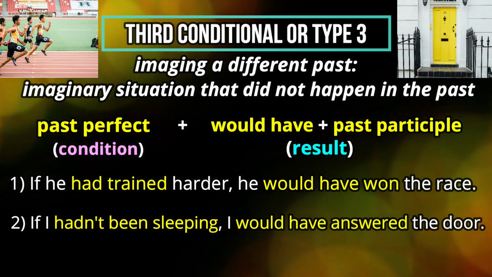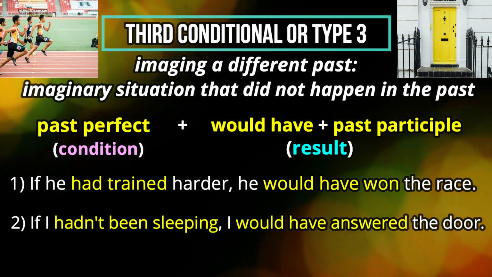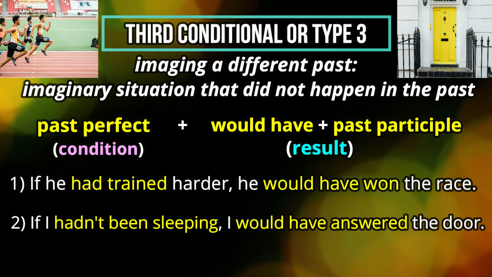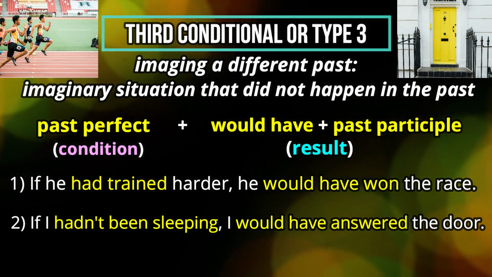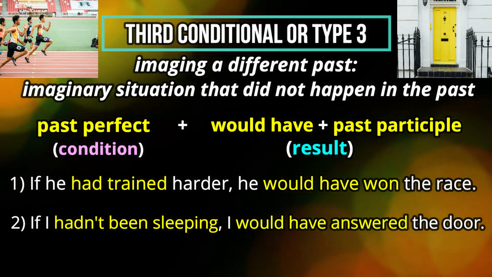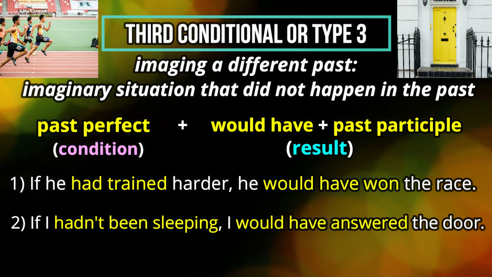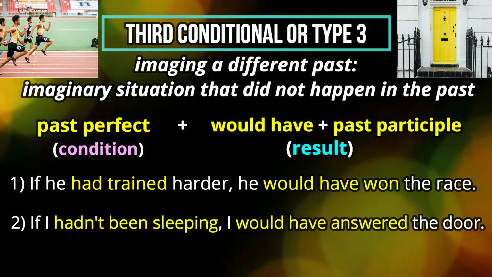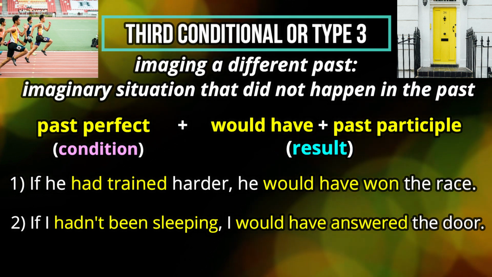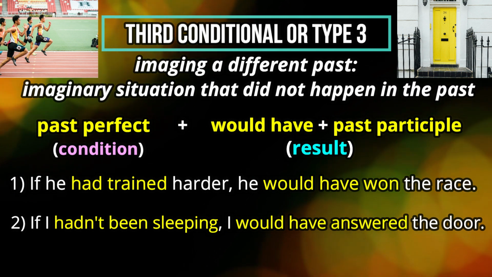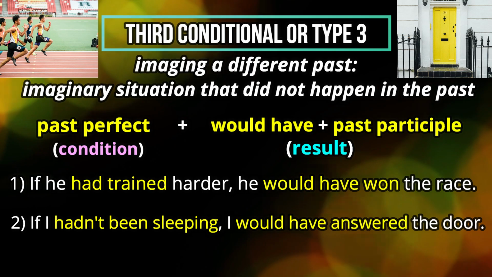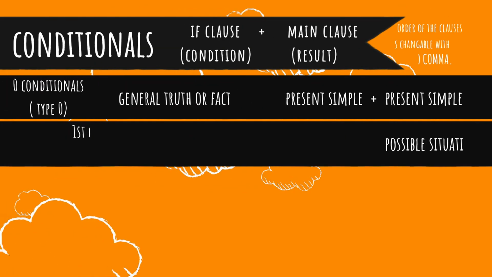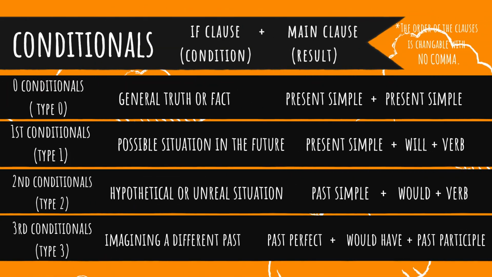And you can see the construction. You see how past perfect, you see had trained in number 1, and hadn't been sleeping we have in the second example. And then in our result, we have would have won. That's the would have plus the past participle of win. And in the second result, we have would have answered. Okay, got it?